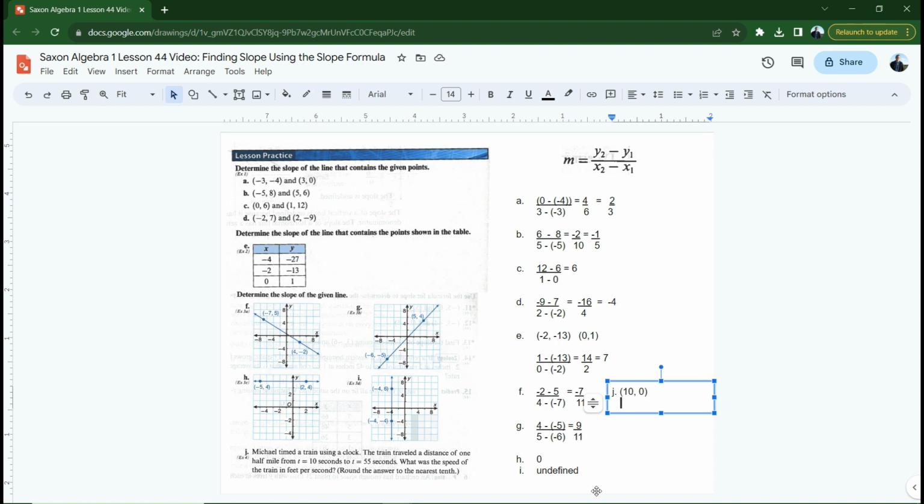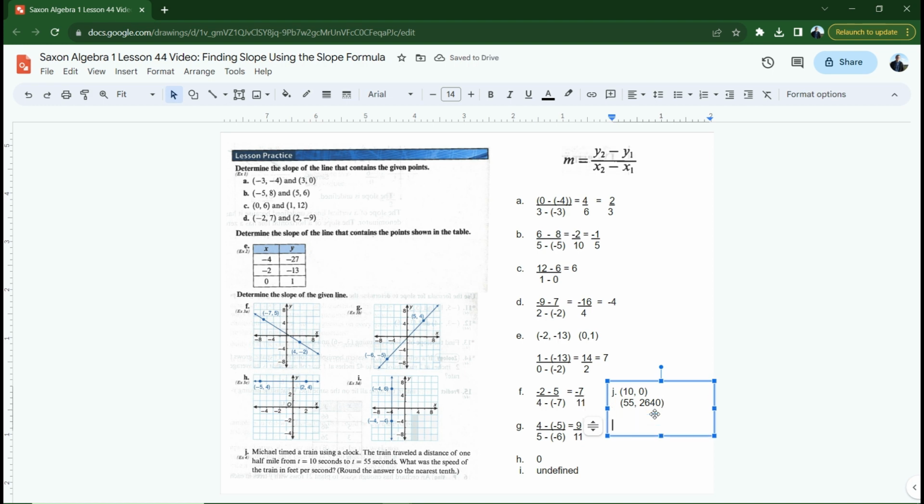for whatever reason. Our second time is 55, and our second position is 1/2 mile, or 5,280 divided by 2. 5,280 divided by 2 is 2,640. So this is going to be 55 seconds, 2,640 feet. Hey, can I find the slope between those 2 points?